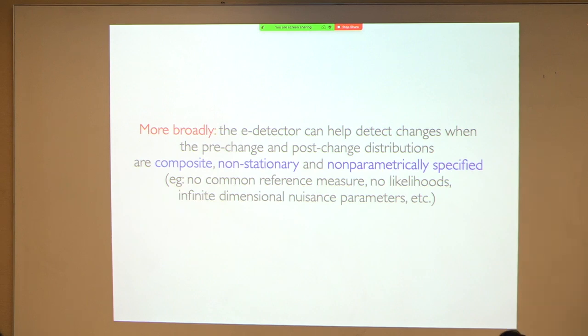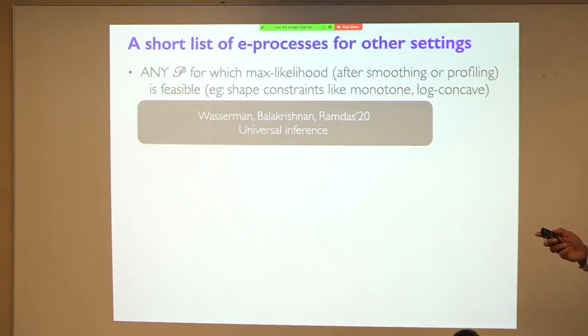So, anyway, I think I said this several times. Let me give an example of new settings for which we can now do change point detection using new e-processes. Any script P for which maximum likelihood is actually feasible. An interesting one is shape constraints like monotone or log concave. You might say my pre-change distribution is monotone and my post-change distribution is not monotone.